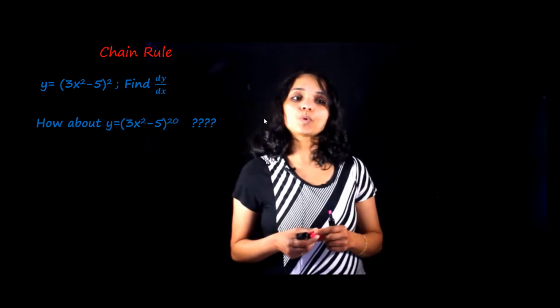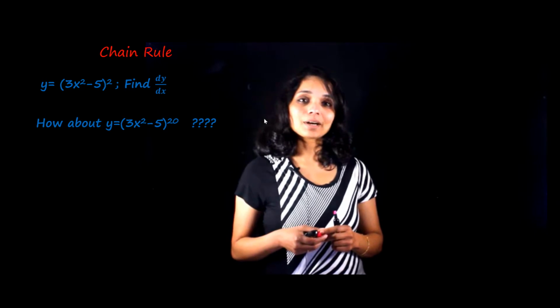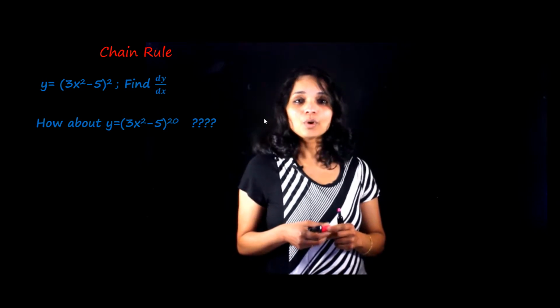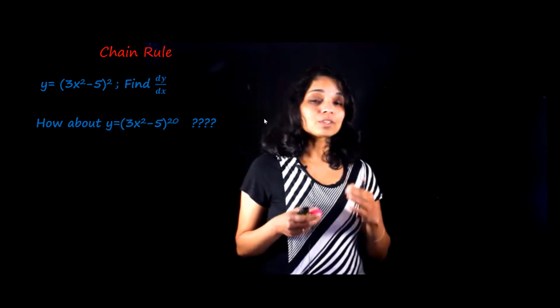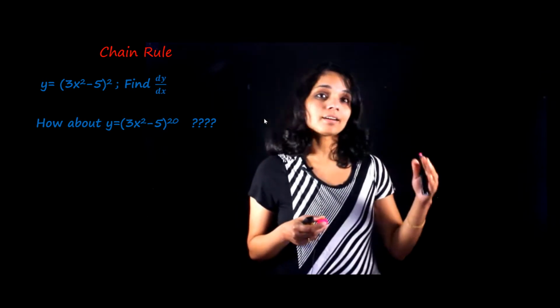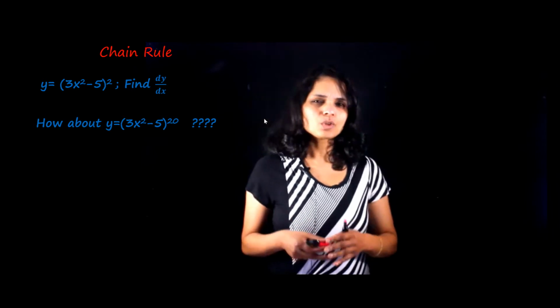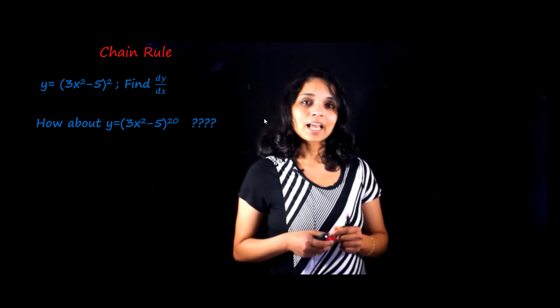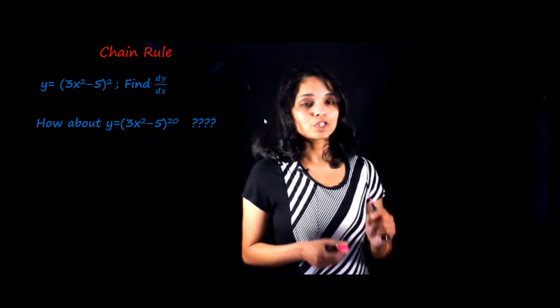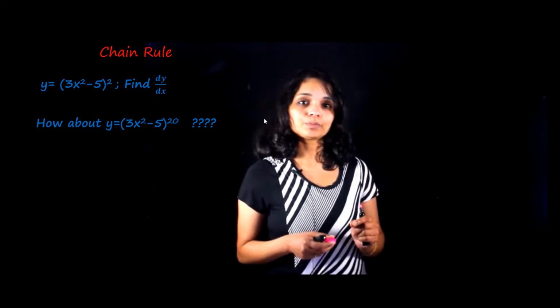But how about this one? If y equals (3x squared minus 5) to the power 20, or even with power 5, it's really hard, because the expansion becomes harder and harder when the power grows bigger. So we need some other technique to find the derivatives quite fast. And that's the one we're going to learn here, the chain rule.